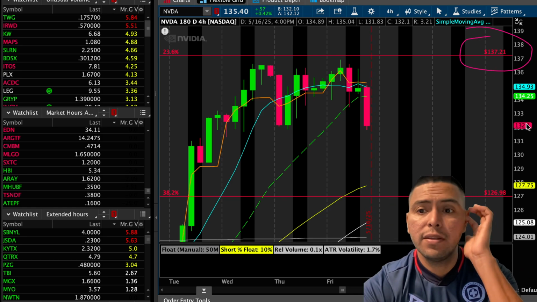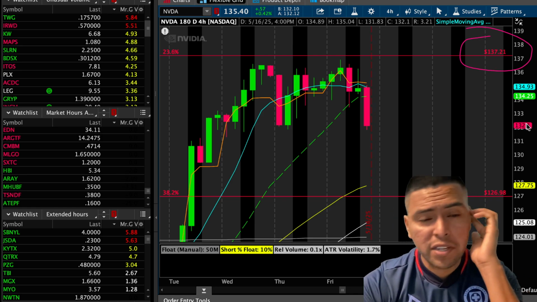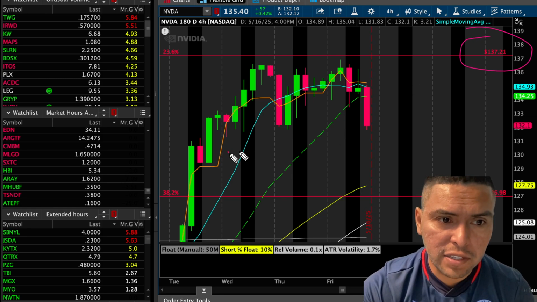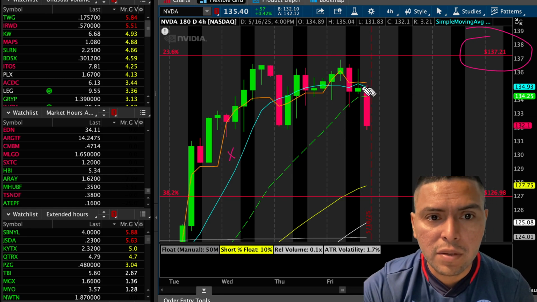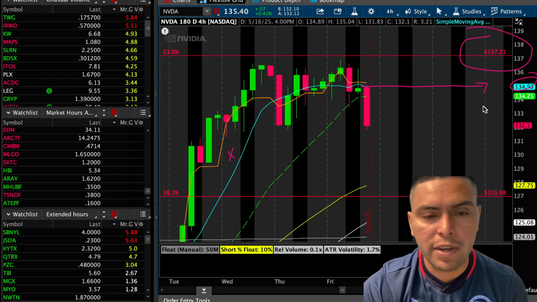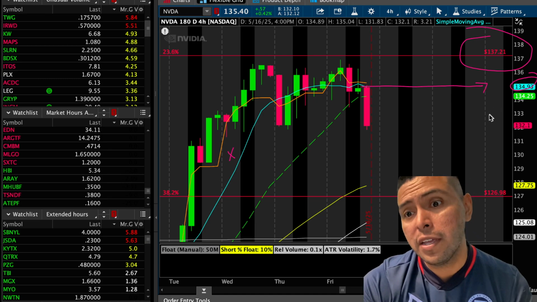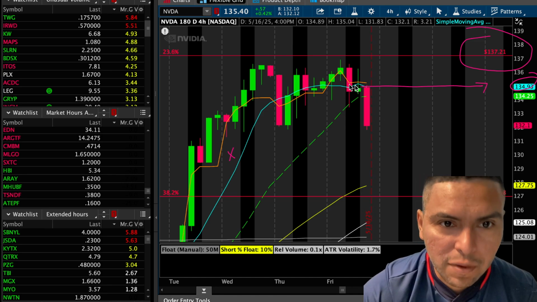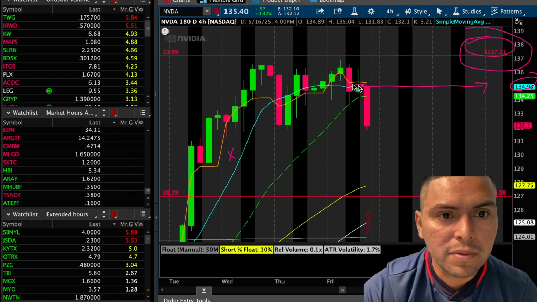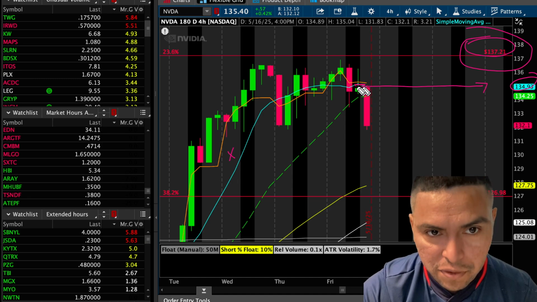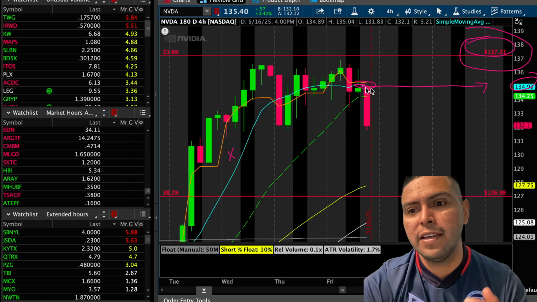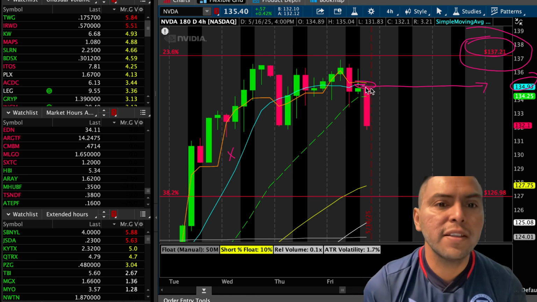137.21. Going back to what we're focusing on, the 9 simple moving average, which in this case is this blue line right here, which is at 134.93. That's the current value of the 9 simple moving average. And what happened? It rejected not only the Fib retracement level, it also rejected the 9 simple moving average. And this is where it gets a little nice, right?